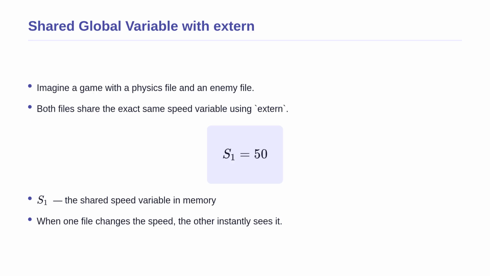Let this shared speed be S1. Because extern acts as a bridge pointing to the exact same memory address, if the physics file changes the speed to 50, the enemy file instantly sees the value 50. They are sharing the data globally. This is how large programs efficiently manage shared state without duplicating memory.